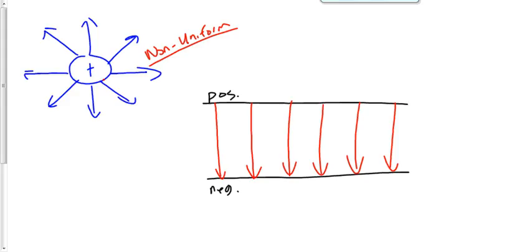Yeah, they're all going in the same direction. In other words, they're all parallel to each other. If they're parallel field lines, then that means we have what we call a uniform electric field.